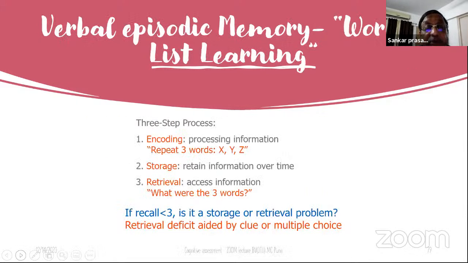So the 3-step process, verbal episodic memory: this word list learning has 3 stages. Encoding is the processing of information, whatever words you give, you have to ask him to repeat these. And we have this in the MMSE also. Registration we do with 3 words, and he has to retain this information over time. We'll tell them in the MMSE that we'll come back and ask you again.